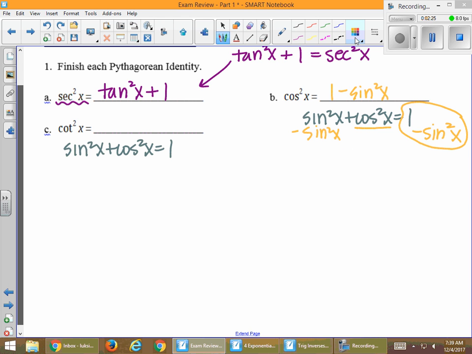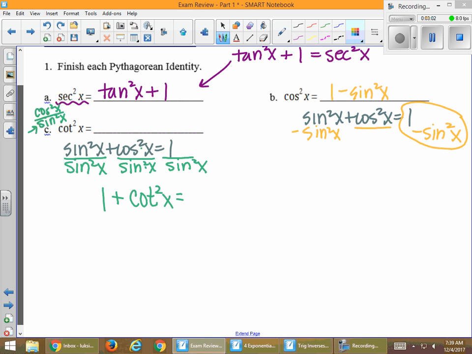Right, hopefully you followed directions. Cotangent squared, remember, is cosine squared over sine squared. So we need sine squared on the bottom in order to get cotangent squared. So I'm going to divide everything by sine squared. Sine squared divided by itself is 1. Cosine squared divided by sine squared, we said, is cotangent squared, which is why we picked sine to divide by. And 1 over sine squared is cosecant squared.